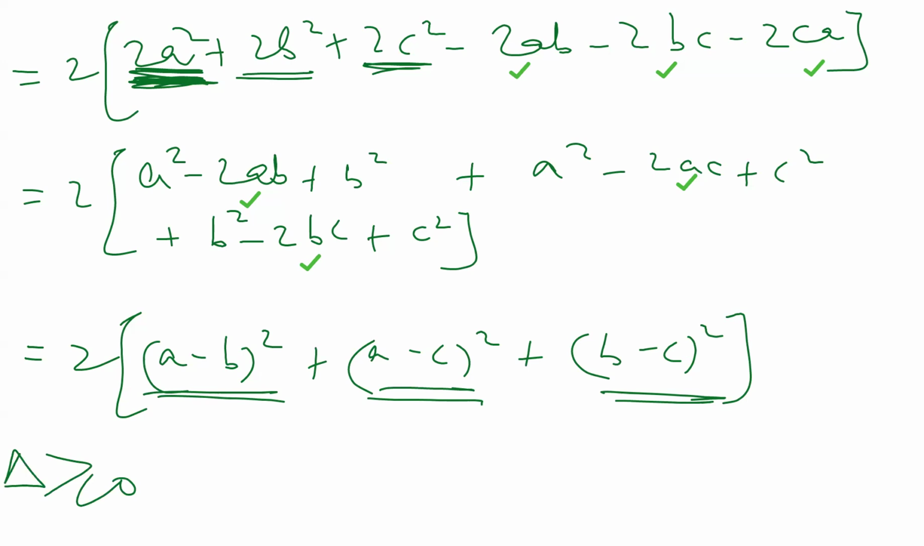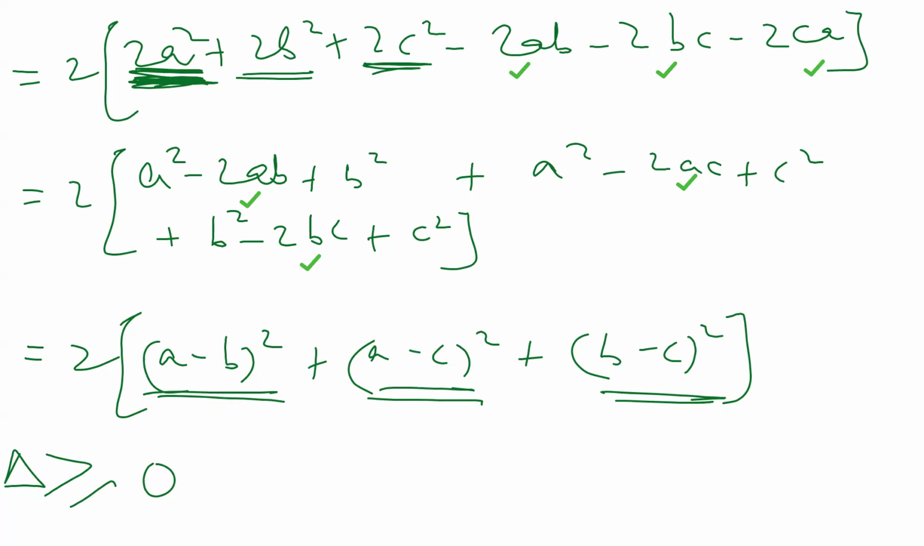Delta. There are two cases when delta is greater than 0. So a, b, and c are unequal. They're not the same. And if a, b, and c are all three equal, then these values will be 0. So in that case, delta will be only equal to 0.